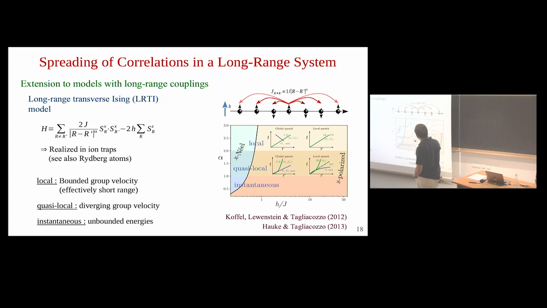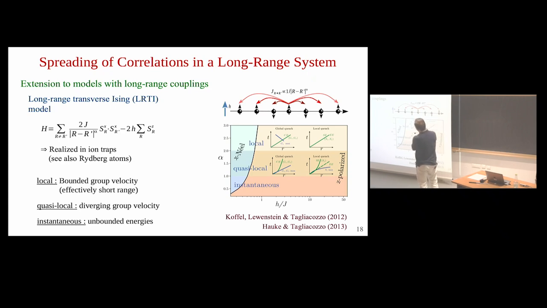Essentially, this is the value of this exponent, the range of the interaction, as a function of the ratio of the magnetic field and the exchange term. Essentially there are two phases, an X-Néel phase when this term dominates, and a Z-polarized phase when this term dominates. This is well known. When alpha is super large, you are here. This is the short-range system, and when alpha is smaller, then you have long-range correlations, and then there are three regimes that have been identified.